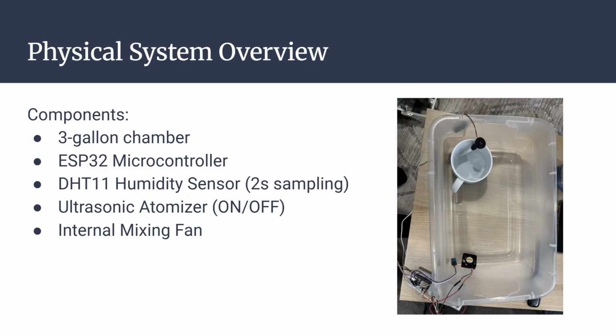Here's a basic overview of what our physical system actually looks like, including a picture. It just includes common household items apart from our electronics, which includes a 3 gallon plastic bin with a lid, an ESP32 microcontroller, a DHT11 humidity sensor, which takes samples every 2 seconds, an ultrasonic atomizer that has an on off function, and an internal mixing fan. And we'll also have a video to show you really quick.